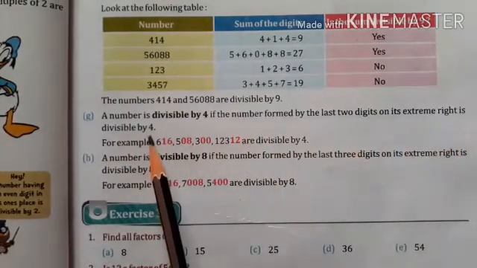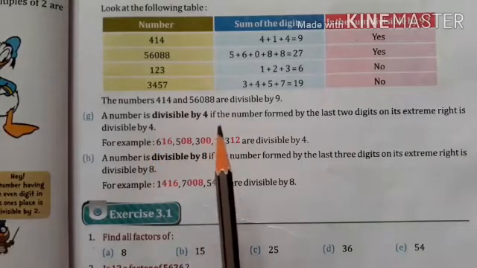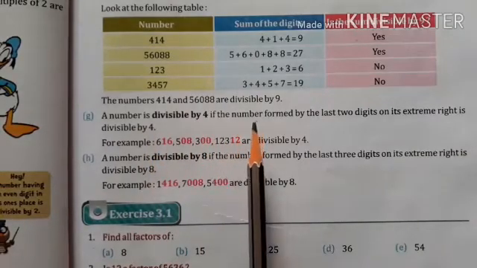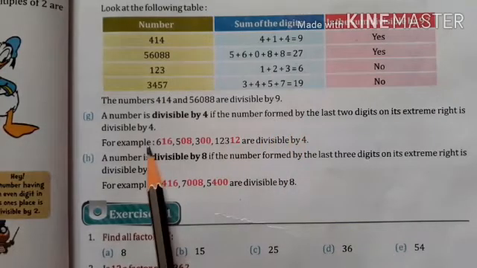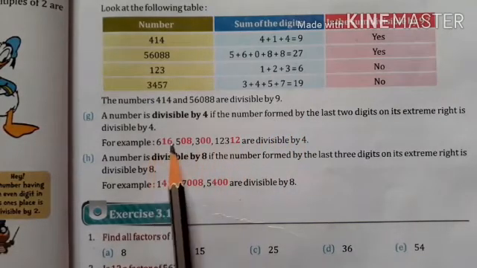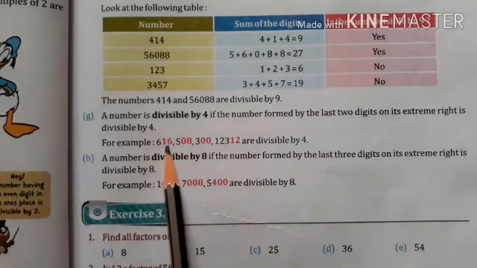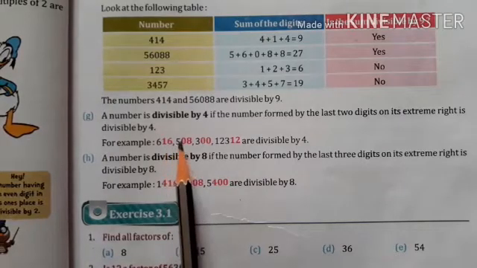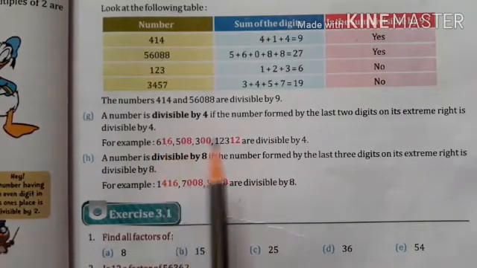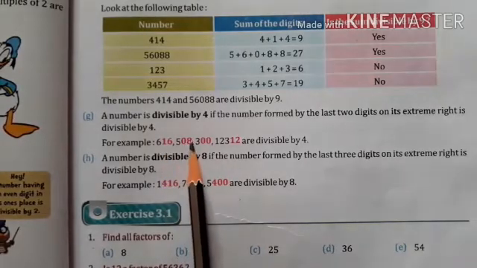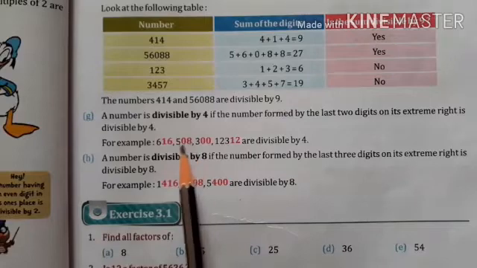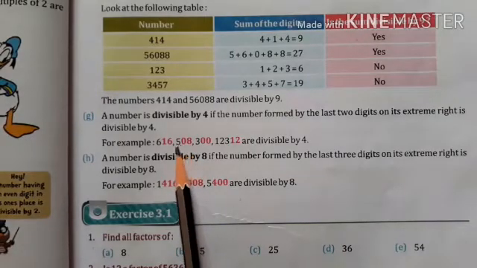is divisible by 4. So eta number ketia 4 ere divisible hobo jetia number tour extreme right side e thoka digit duta 4 ere divisible hobo. Look at these examples. 616. So 616 or extreme right side e thoka digit duta hoise 16, right? So 16 is divisible by 4. So 616 is divisible by 4. Okay. 508. 08. So 8 is divisible by 4. So 508 is divisible by 4.